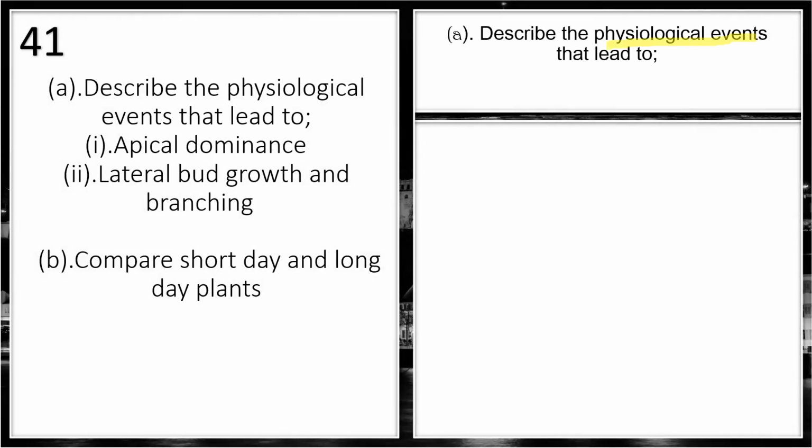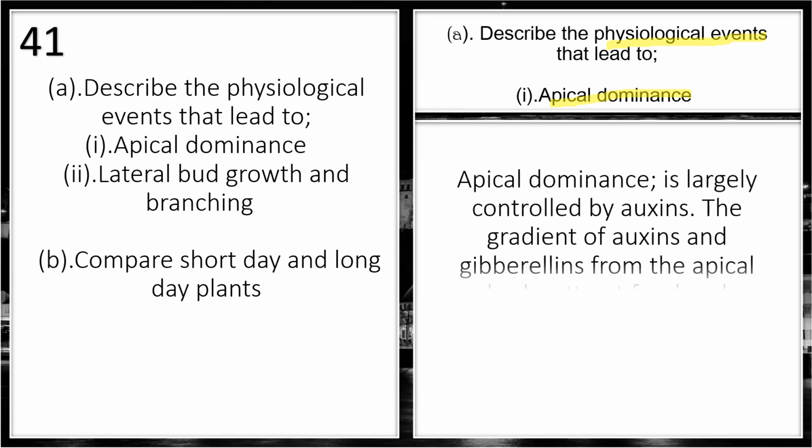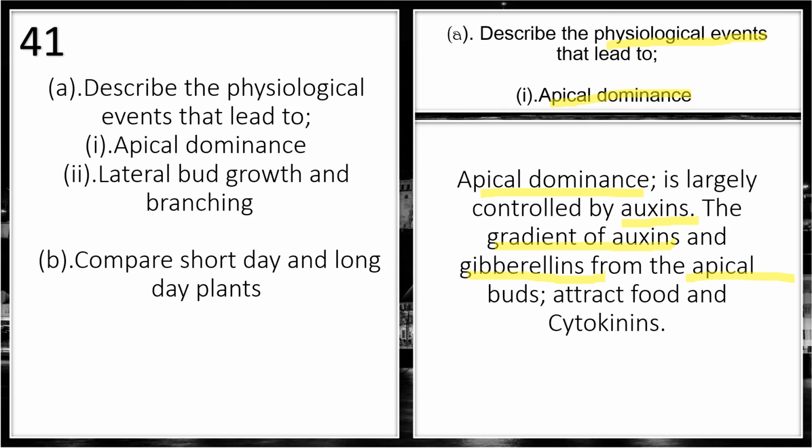Describe the physiological events that lead to apical dominance. Apical dominance is largely controlled by auxins. The gradient of auxin and gibberellins from the apical buds attracts food and cytokinins.